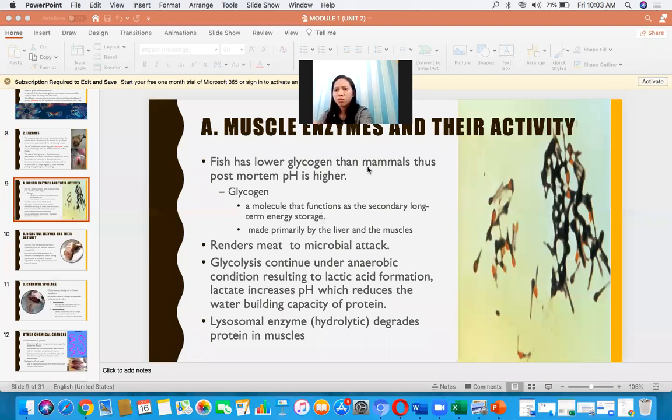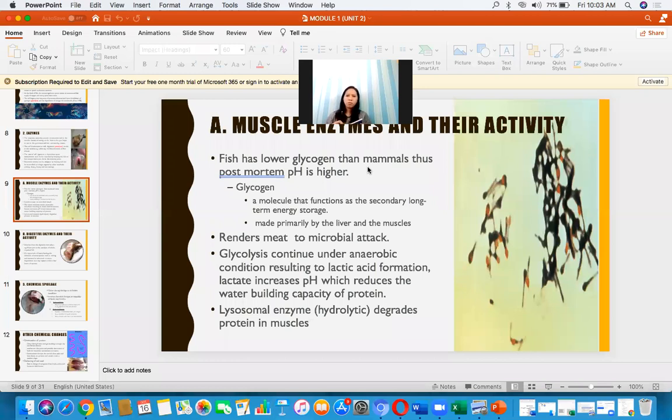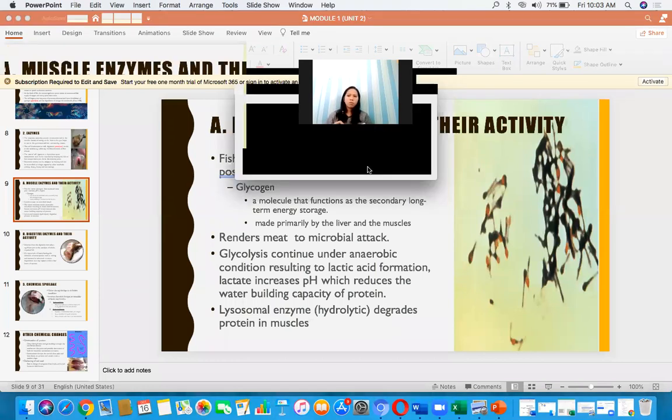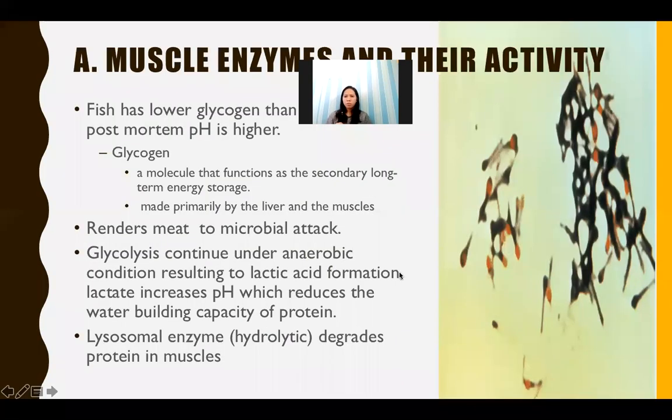So, pasensya na class ha. Kasi kailangan i-renew yung Microsoft para mag-function siya. Matagal masyadong mag-open. So, dito na tayo.